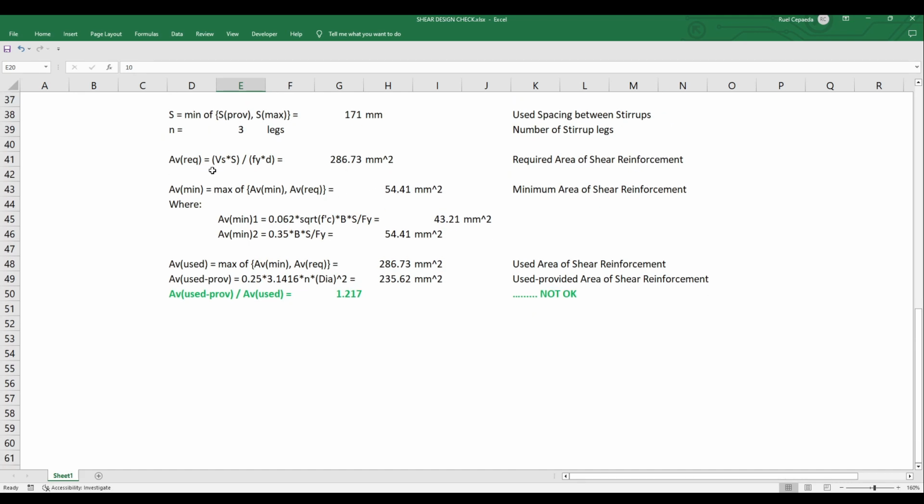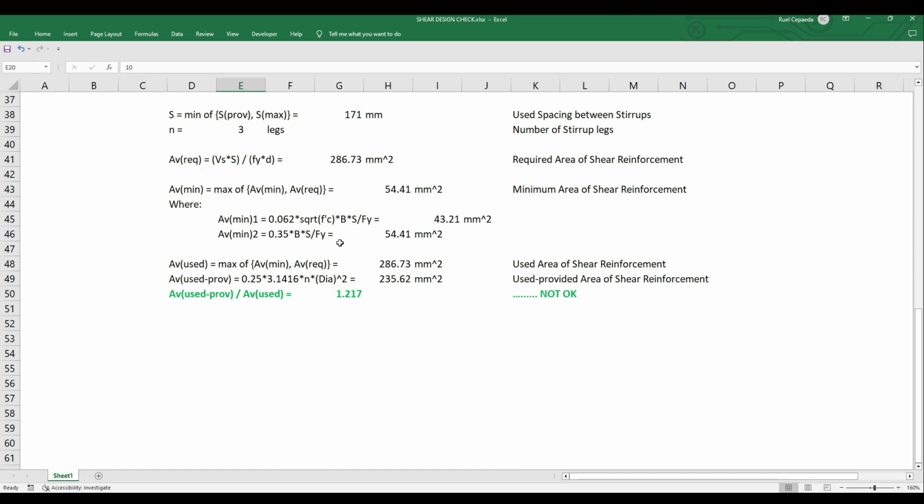Then we need to check the minimum area of shear reinforcement, the Av minimum. Of course, the maximum of the Av minimum and the Av required. So our Av minimum is whichever is the maximum of these two equations because it is a minimum.